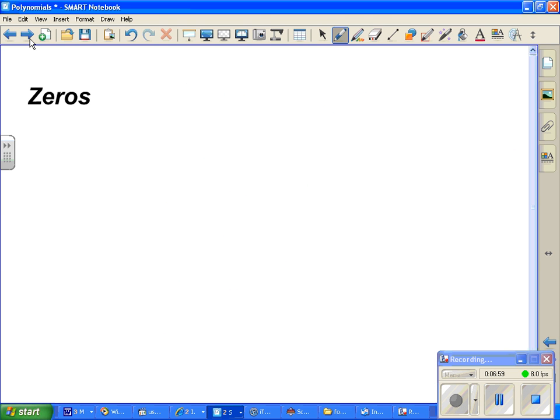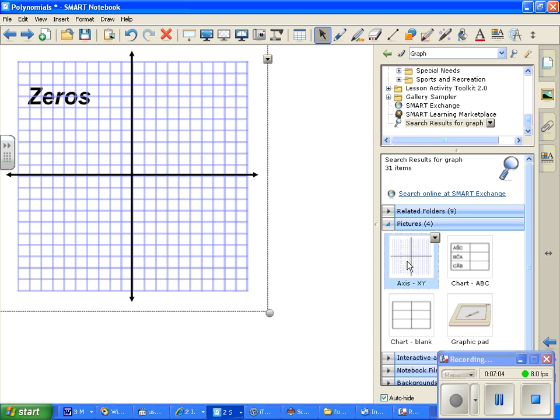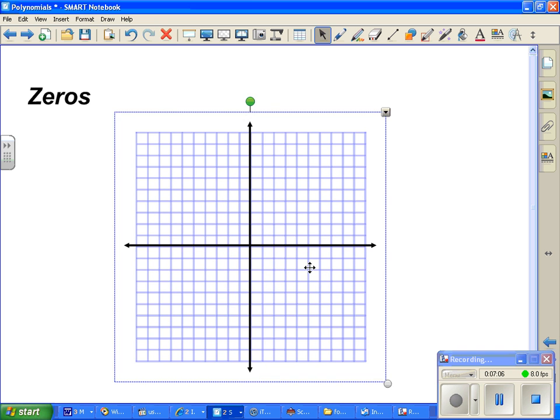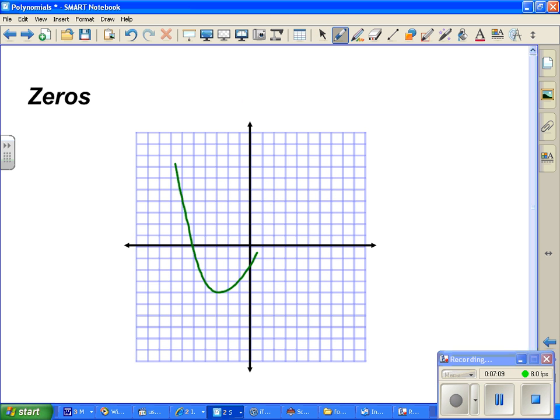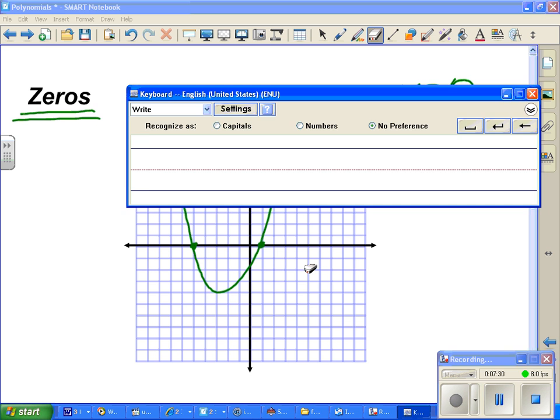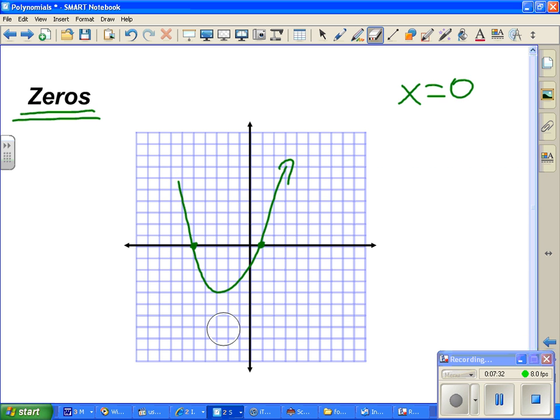Zeros. We've talked about this over and over again in Algebra 2. But zeros are every place that the graph crosses the x-axis, because that's where y equals 0, where those lines cross. Finding zeros, as we know from Algebra 2, is very, very important. Now here's what's going to happen, and here's something we talked about last year.